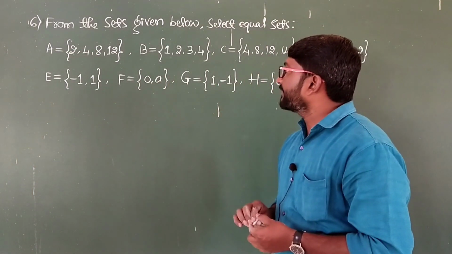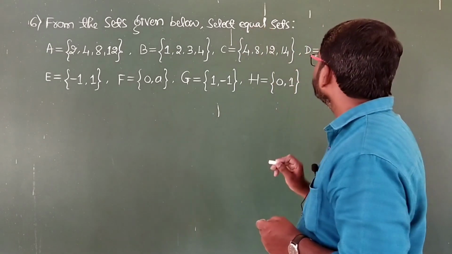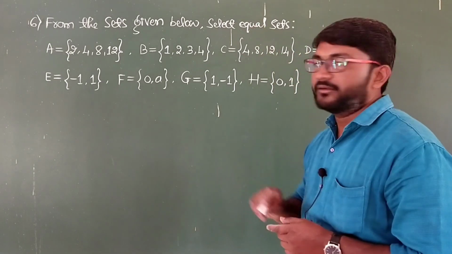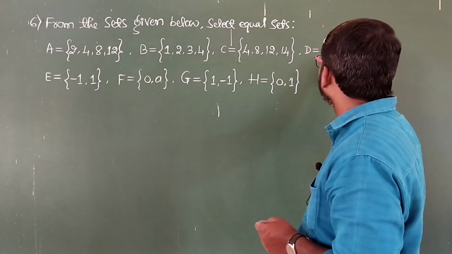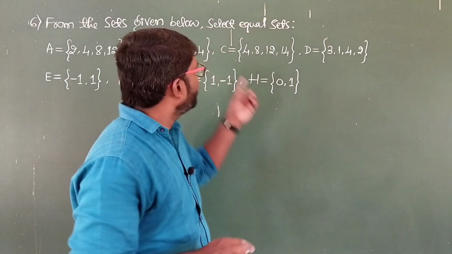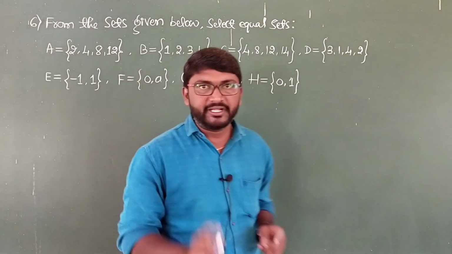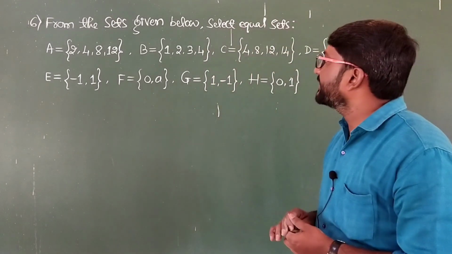So from the given sets it is very much clear that the set B and the set D are equal. 1, 2, 3, 4, and here also you have 3, 1, 4, 2. The order may be changed, but both the sets have the same element. So B equal to D. And what is the other equal set?